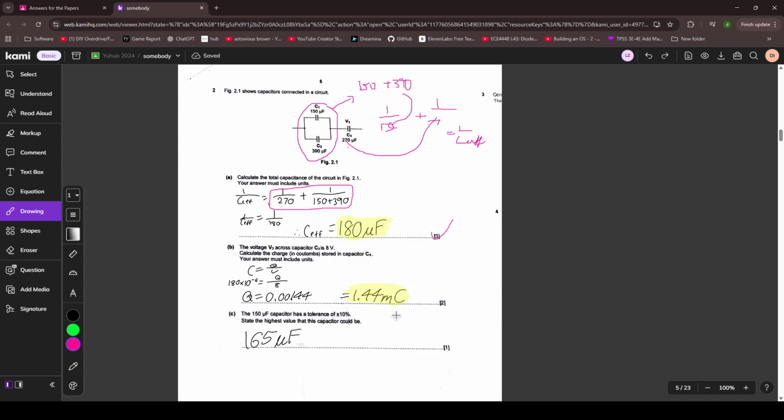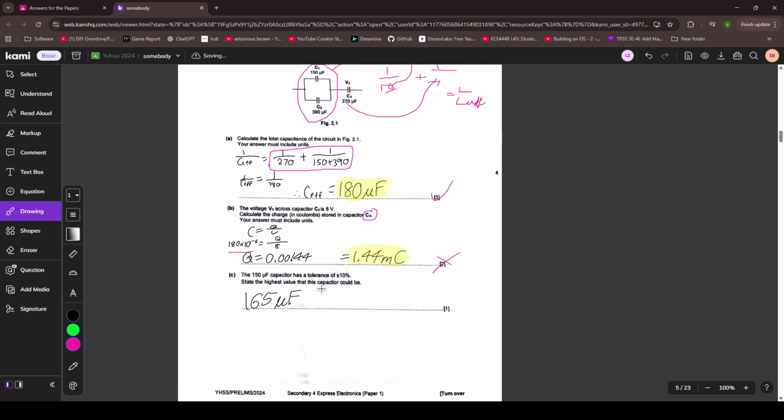Wait, so why did you get it wrong? 180 times 10 to the power, but it's C3. What? Where do you even get this? Oh, you took the effective capacitance. Oh, that's a shame. Yeah, okay, that's nothing.